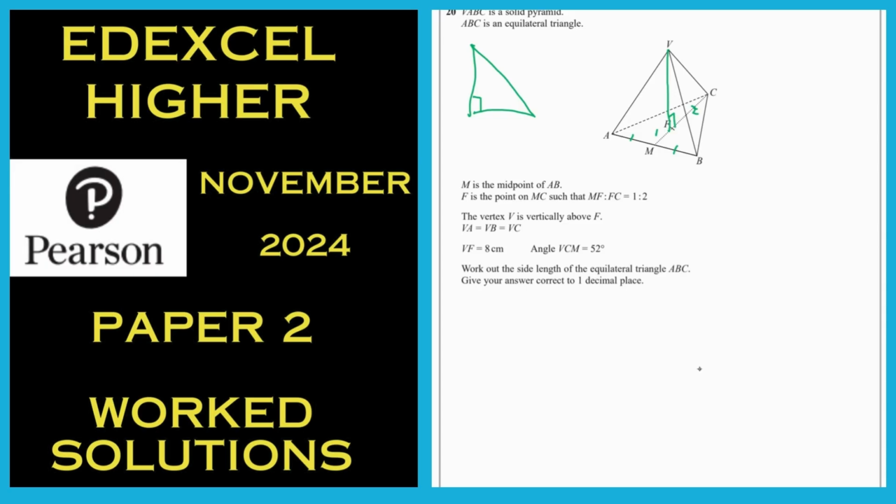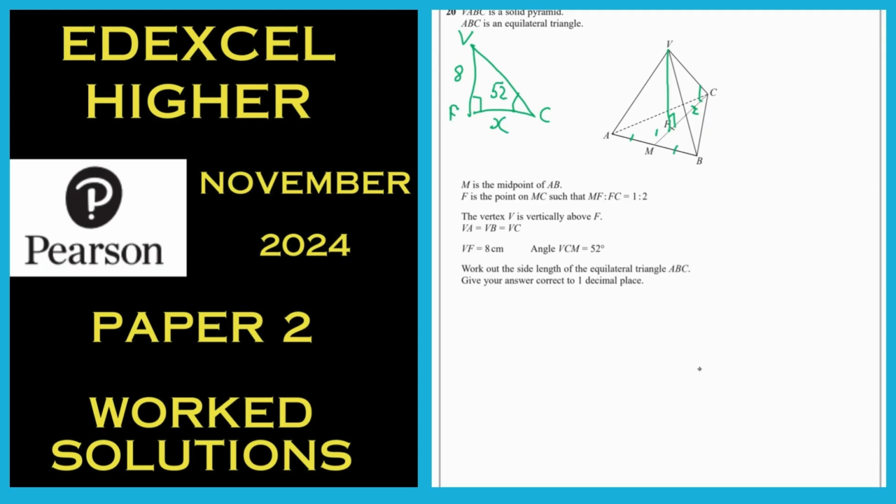We're told that V to F is 8. That's that vertical line, VF is 8. We're told that VCM is 52. What that means is it'd be nice, because we need to work out the side length of the equilateral triangle. Well, to work out that distance there, you're going to need to know some distances elsewhere. That's why we're looking for that particular value, the value of F to C.